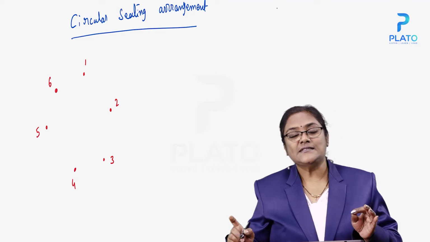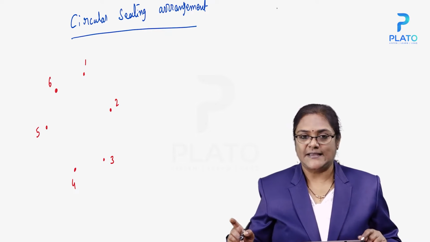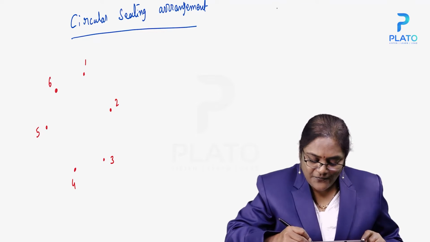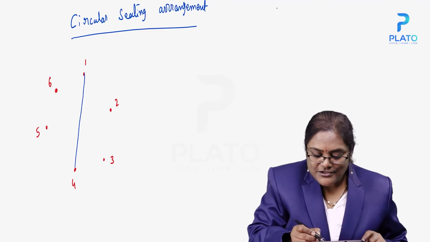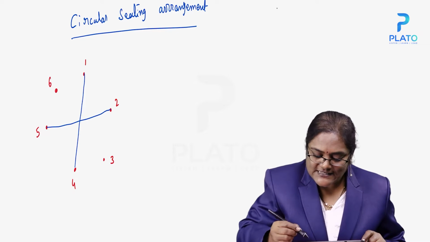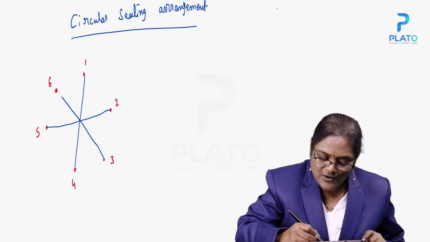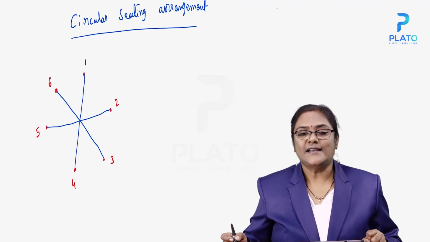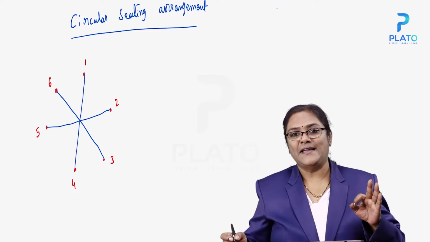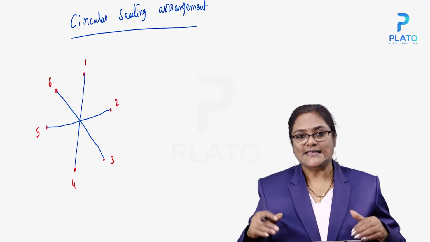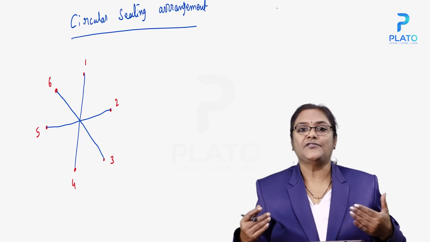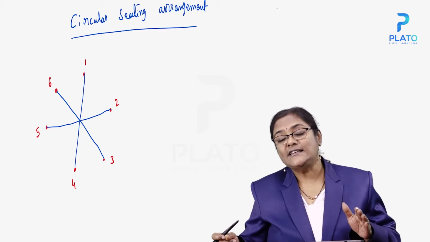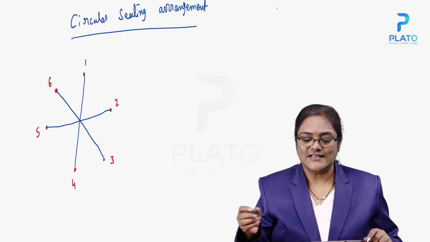So when 6 persons are sitting around a circular table, you get their opposites. 1 and 4 are opposites, 2 and 5 are opposites, and 3 and 6 are opposites. You can simply take opposites like this. So in a circular arrangement, a person can sit in 3 different ways: right, left, or opposite. Opposites we have understood. Then right and left is something we need to understand.